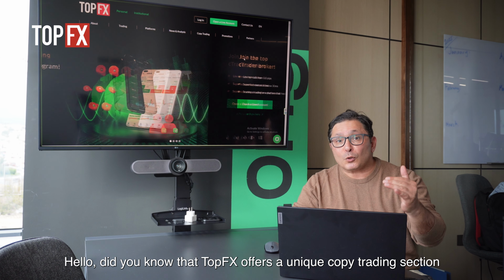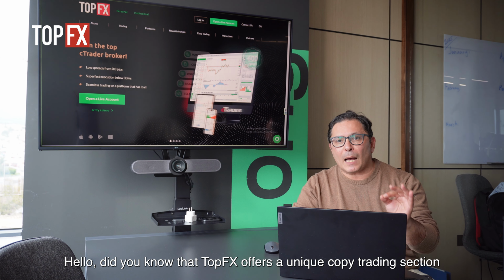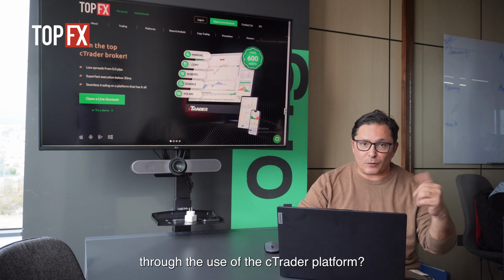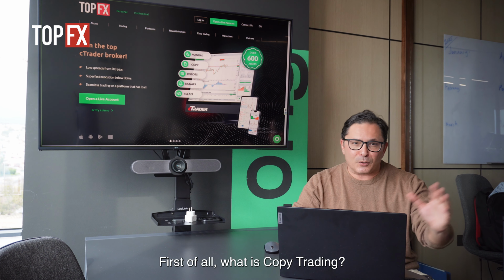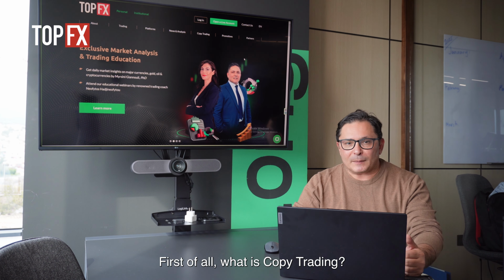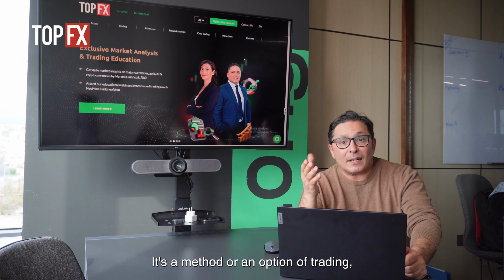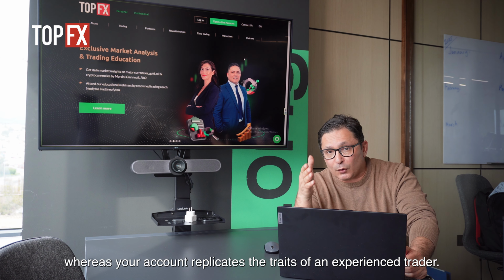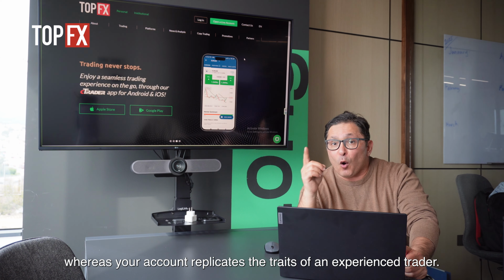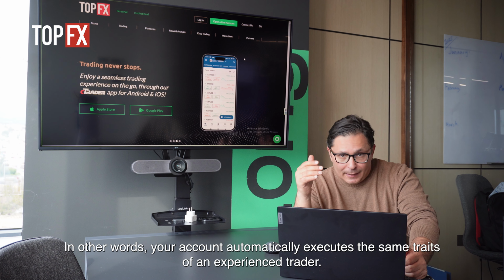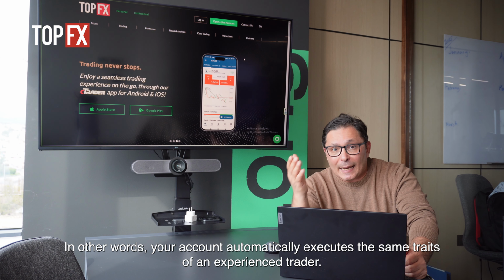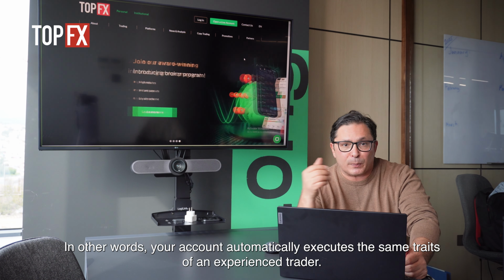Hello, did you know that TopFX offers a unique copy trading section through the use of the cTrader platform? First of all, what is copy trading? It's a method or an option of trading whereas your account replicates the trades of an experienced trader. In other words, your account automatically executes the same trades of an experienced trader.